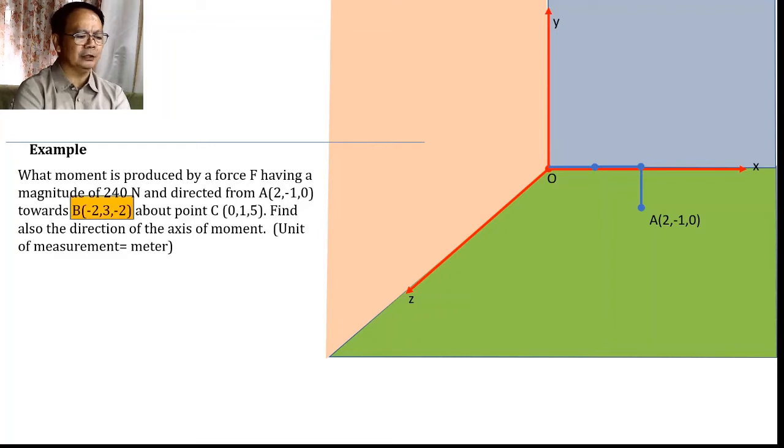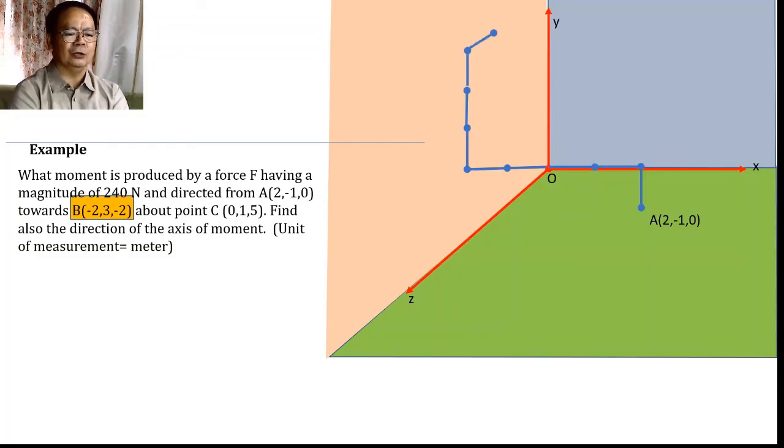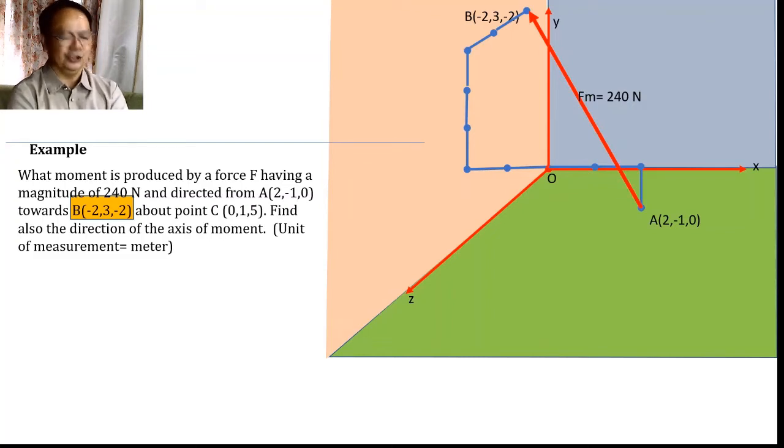While point B at (-2, 3, -2) can be plotted by moving 2 towards the negative x-axis, 3 towards the positive y-axis, and 2 again towards the negative z-axis, and at the end of that point indicates the position of B having a coordinate of (-2, 3, -2). And according to the problem, there is a force F that is directed from A to B, in this direction, having a magnitude of 240 Newton.